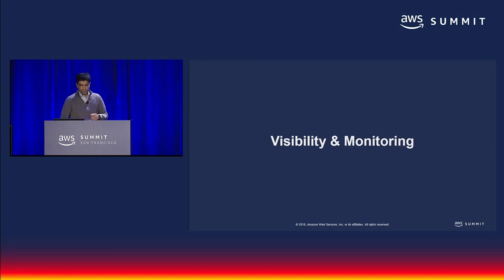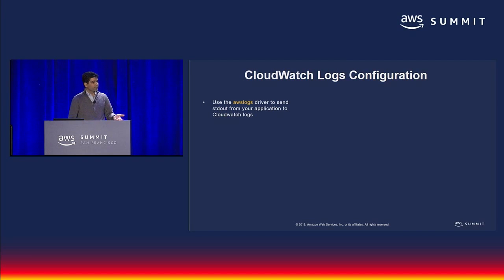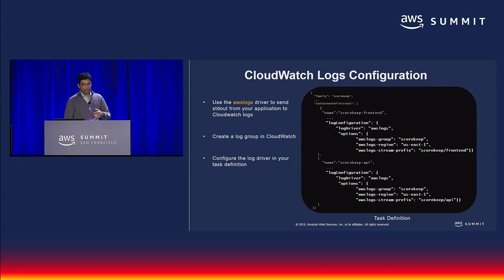So moving on to visibility and monitoring. I deployed my task. I know how to set up networking. I know how to set up the permissions. How do I now monitor the application that is running? We have options for logging. The one that we introduced as part of the Fargate launch is the CloudWatch logs integration. We call it the AWS logs driver. If you look in the log configuration over here, you will see that for each container, you can specify which particular stream prefix you want the container logs to go to, the log group that you want to send them to, and the region, of course. This is something that is supported today for Fargate and ECS.